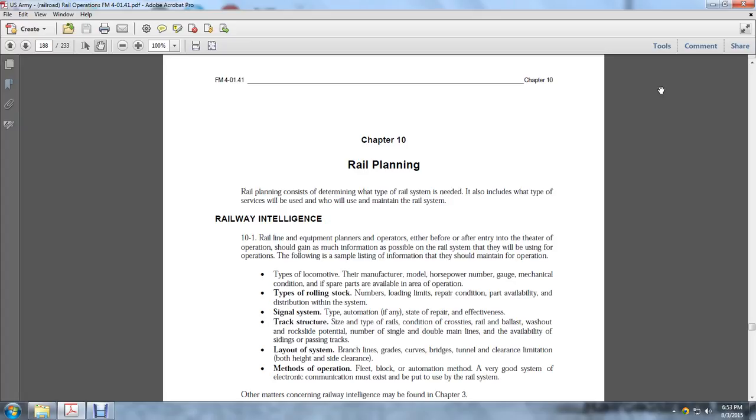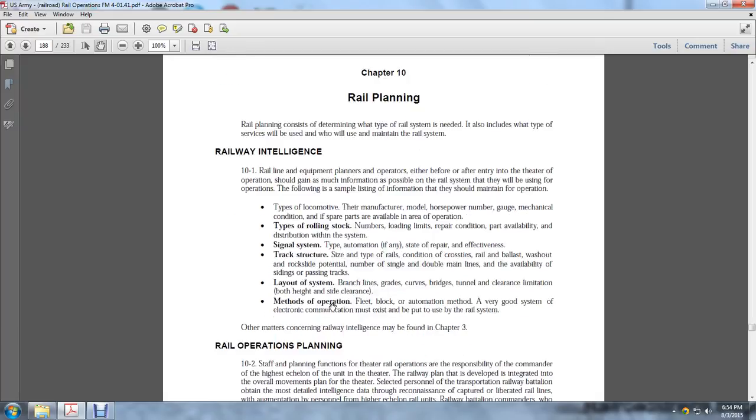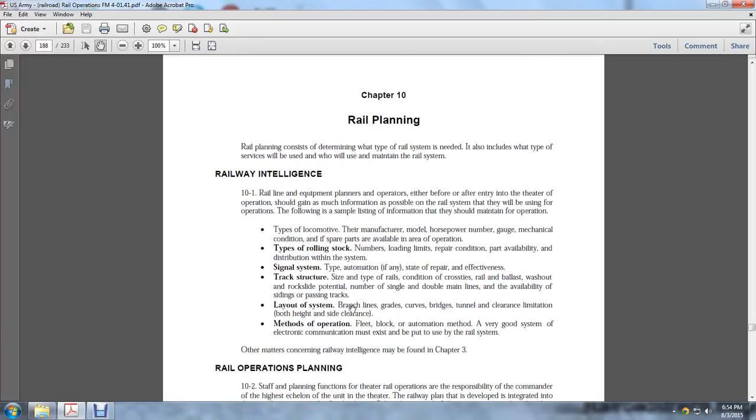Track structure: the size, type of the rails, condition, and cross size, rail ballast, rock sliding potential, number, signal, double main lines, or availability of sidings for the passing of trains. Layout of the system: the branch lines, grade lines, curves, bridges, tunnels, clearance limitations, both height and side clearance, and methods of operation, fleet blocking, automation method, any very good system. Electronic communication must exist, but be put to use on the railway system. Other matters concerning railway intelligence can be found in Chapter 3.